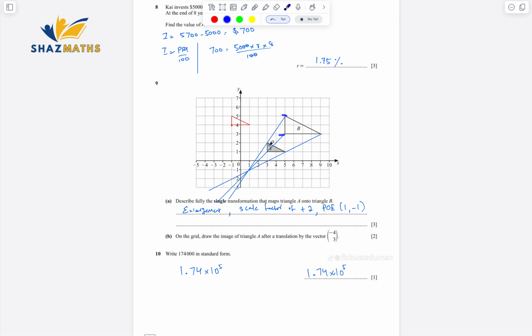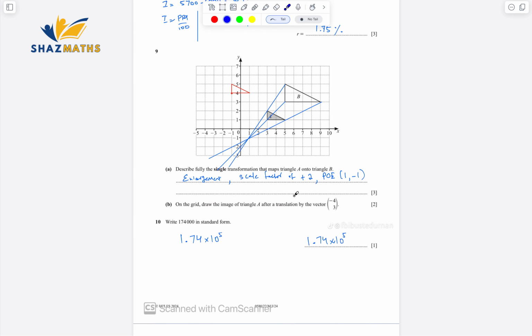And then the point of enlargement would be, I'm going to join all of those points. So let's join these two via a straight line. Let's join these two via a straight line. And let's join these two via a straight line. Where all of the points meet would be this point. I can see that. It's going to be this one, where all the points intersect. So it would be 1 and negative 1. So I'm going to say point of enlargement, 1 and negative 1.